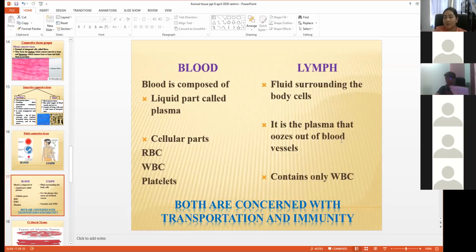So this is the difference between a lymphatic system and a circulatory system. Now, compared to the circulatory system, students, the lymphatic system contains only WBCs, right? It does not have the RBCs or the platelets, only the WBCs. And since it has WBCs, like the WBCs in the blood which help in fighting infection, even the WBCs present in the lymph help in fighting infection. That means both are concerned with transportation and, most important, immunity. They will help you to keep your immunity in check, right? Now, students, I'll just give you an example.